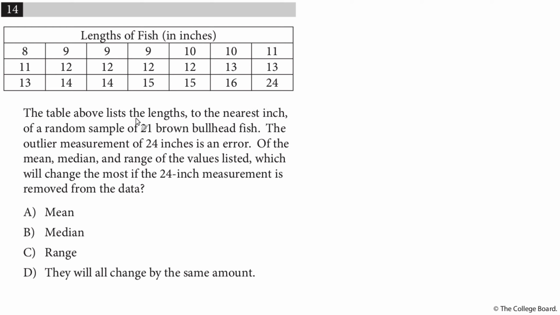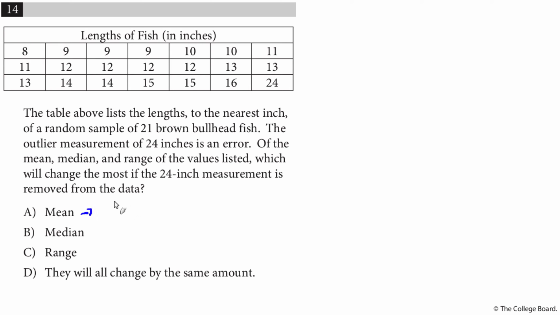Okay, the table above lists the length to the nearest inch of a random sample of 21 brown bullhead fish. The outlier measurement of 24 inches is an error. Of the mean, median, and range values listed above, which will change the most if the 24-inch measurement is removed from the data? Okay, so quick rundown.